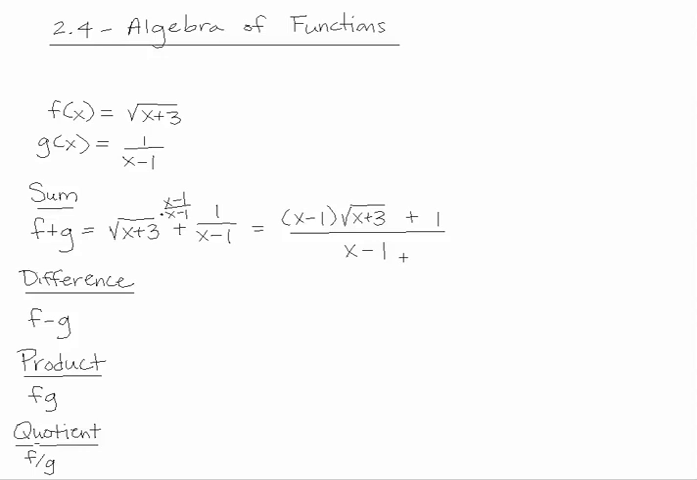For the difference, it's pretty much the same thing, except instead of adding, we're subtracting. The square root of x plus 3 minus 1 over x minus 1. And again, if you want to get a common denominator, the common denominator is x minus 1, so we're multiplying the square root of x plus 3 by x minus 1 over x minus 1. We can do that because that's the same thing as multiplying by 1. That should be a minus instead of a plus.